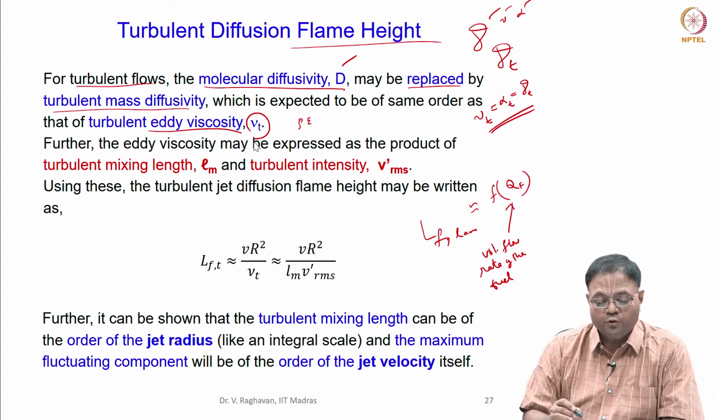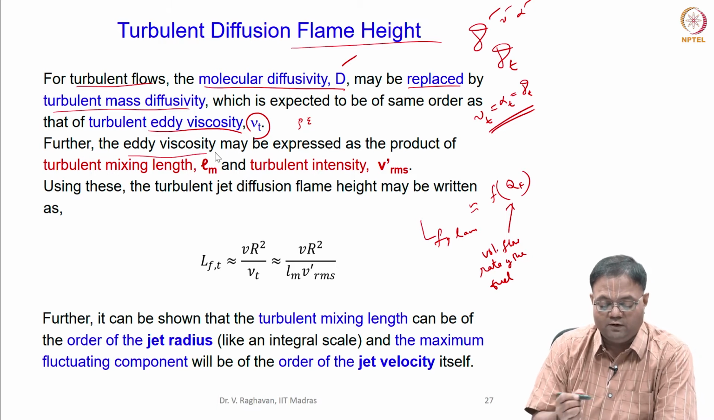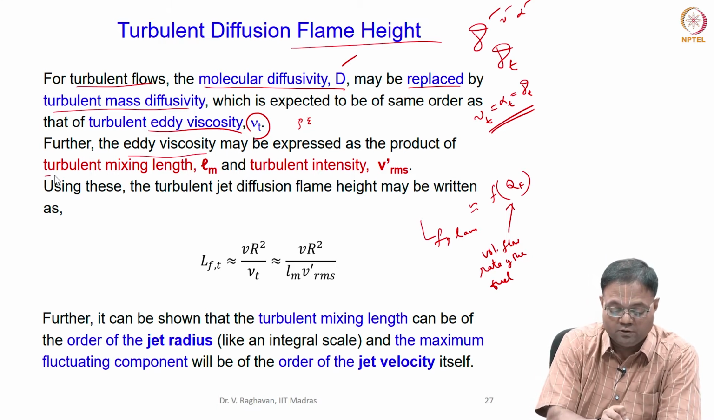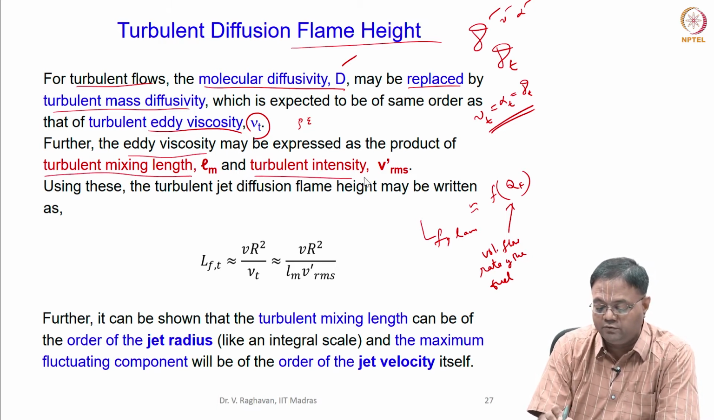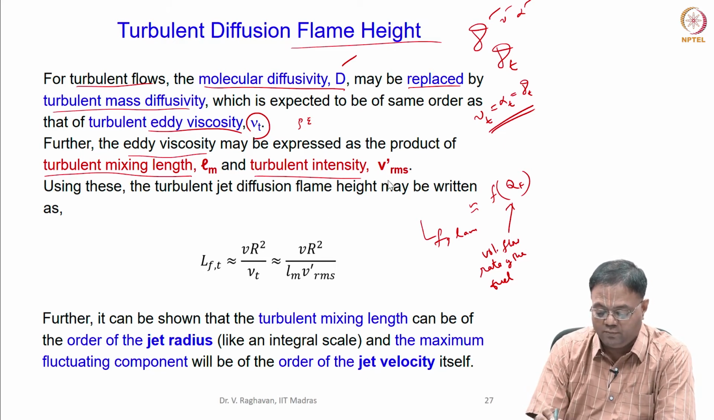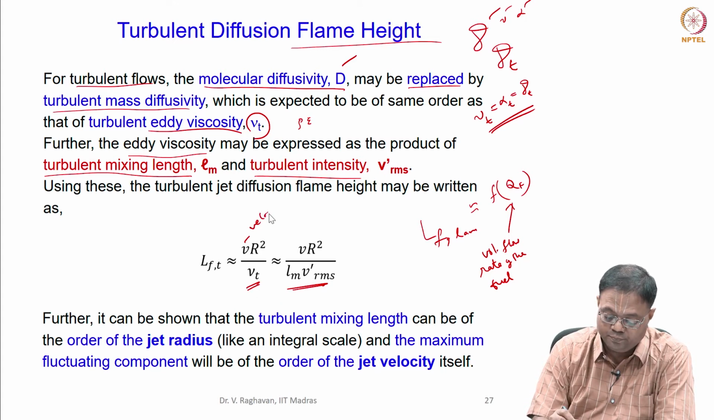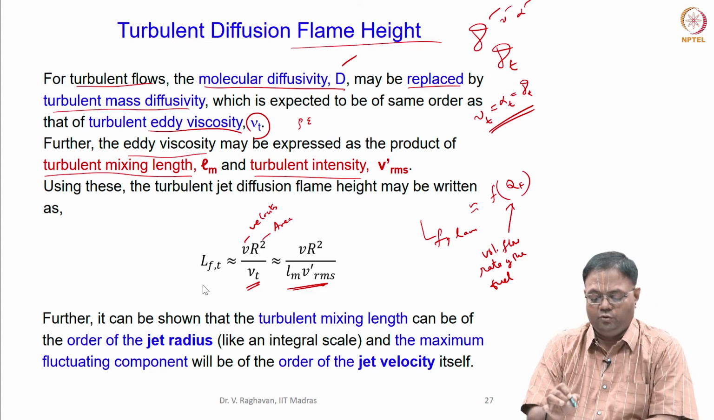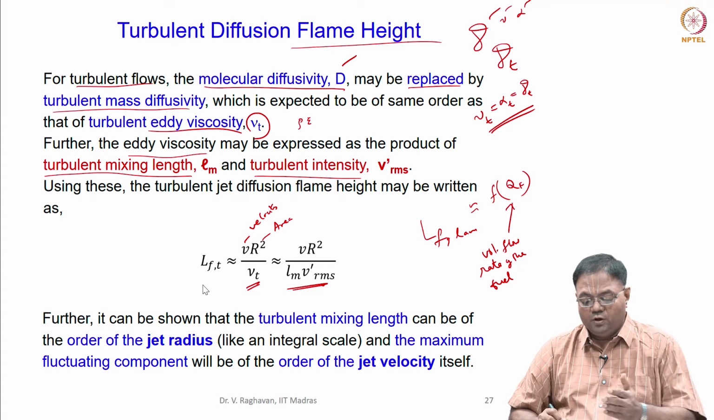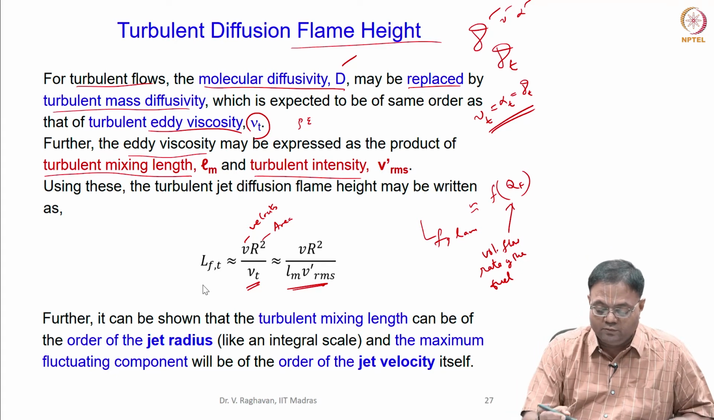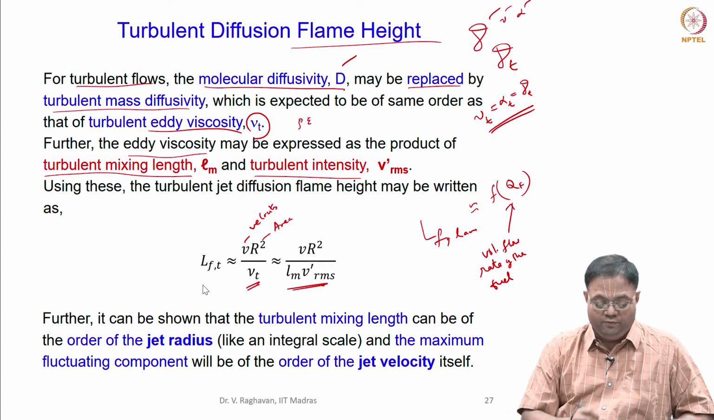So now what is eddy viscosity? We have also seen that eddy viscosity, as I told you, depends on the turbulent mixing length and the turbulent intensity. So you can say Lm into V dash RMS will be nu T. Here I am putting the velocity, and this is the area. Okay. So this is the scaling analysis. These are the factors which are affecting the flame length.